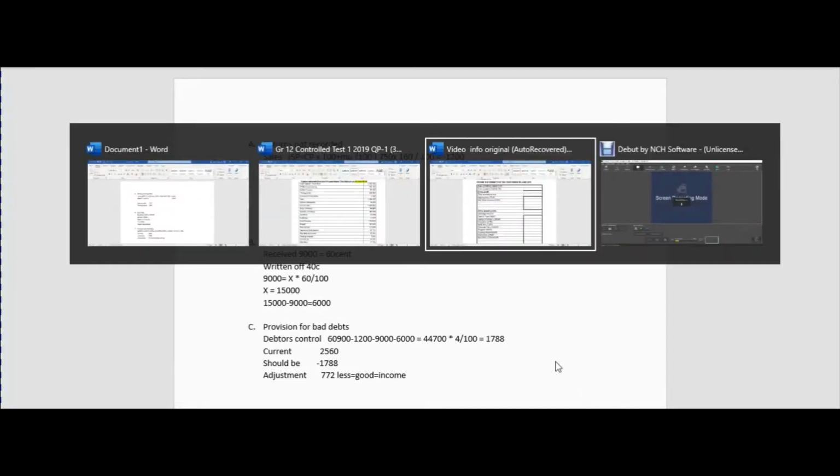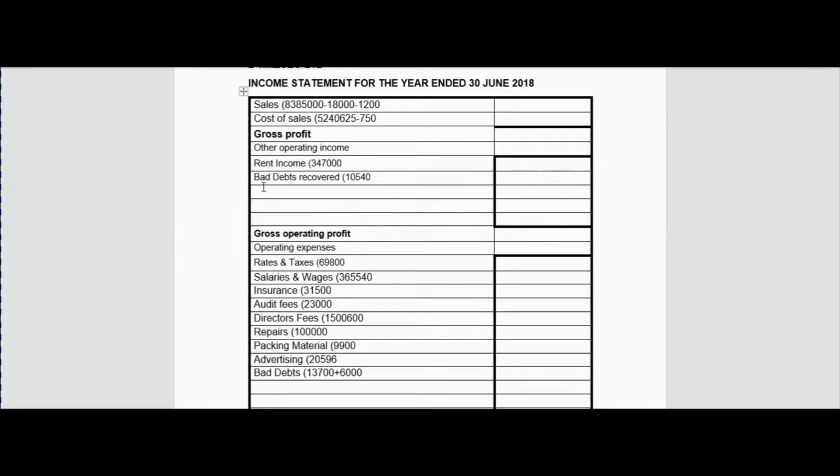But this adjustment can either be an income or an expense. Now, if we have to make it more, it means it's bad, it will be an expense. But in this case, it was more than what it should be. So we've got to make it less. Now, less is good in this case, and that good is an income. So it will be an income of 772. So I'll go back to my income statement under operating income.